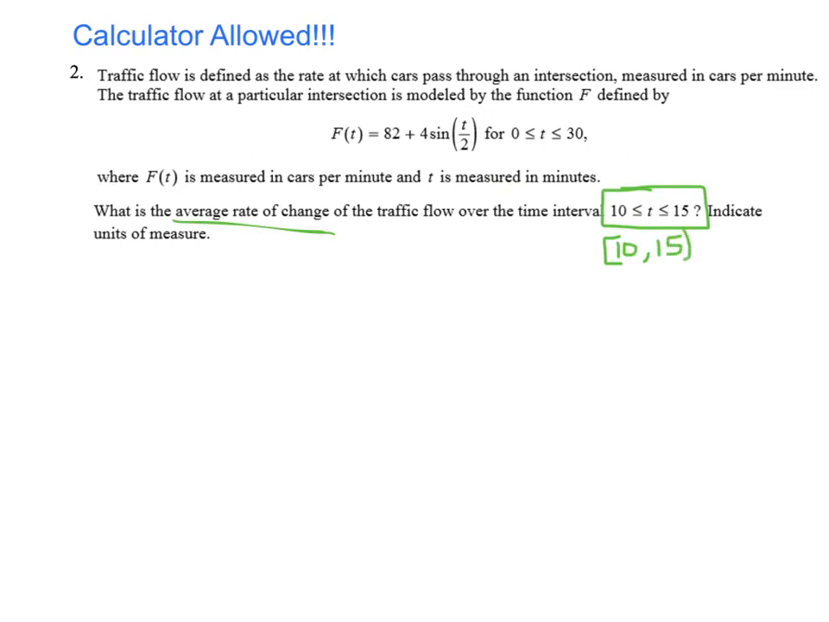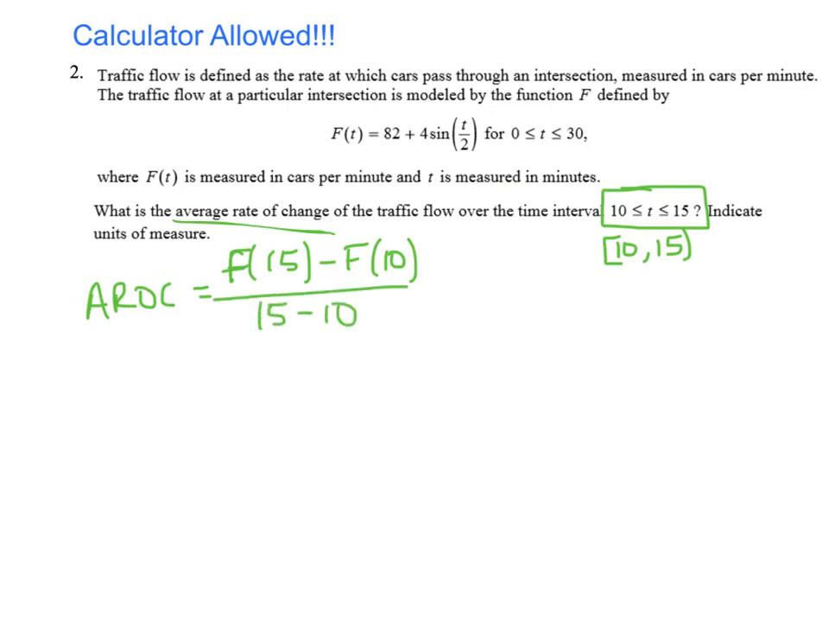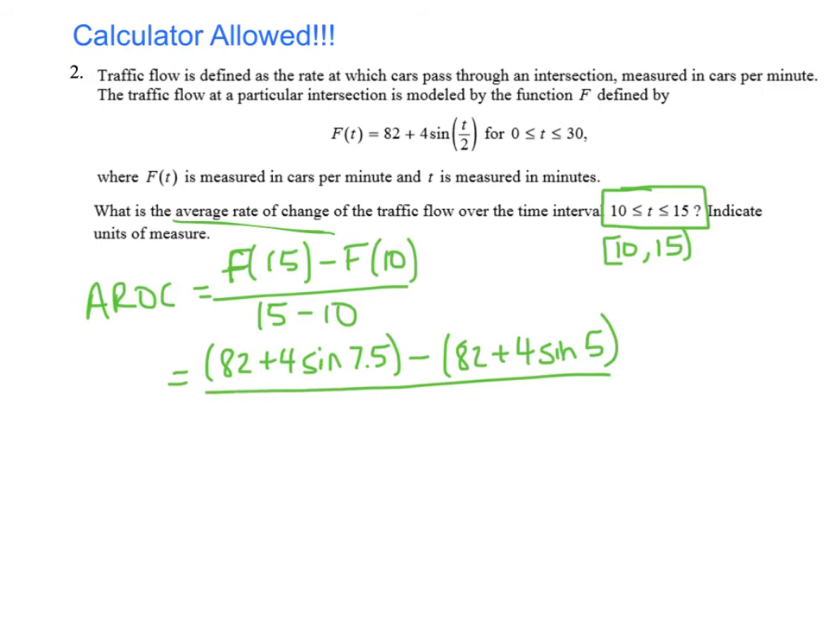So we're going to go ahead and pull out our average rate of change formula, which is equal to capital F of 15 minus F of 10, all over 15 minus 10. Okay, so you're going to plug the 15 and the 10 into the given function. So it would be 82 plus 4 sine of 15 halves, which would be 7.5, minus 82 plus 4 sine of 10 halves, which is 5, all over 15 minus 10, which is 5.